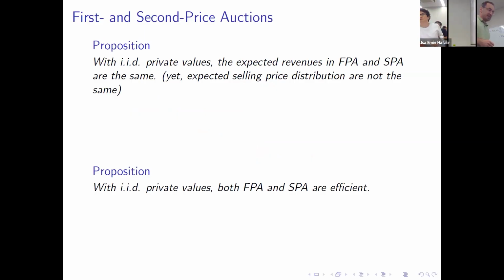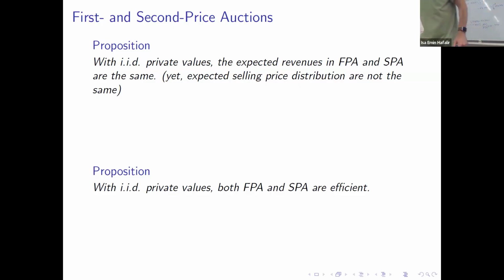But this expected revenue is also indicated earlier by this example that I gave you. Remember, the ex post payments can be different. The price distribution in a first price auction and a second price auction is different.